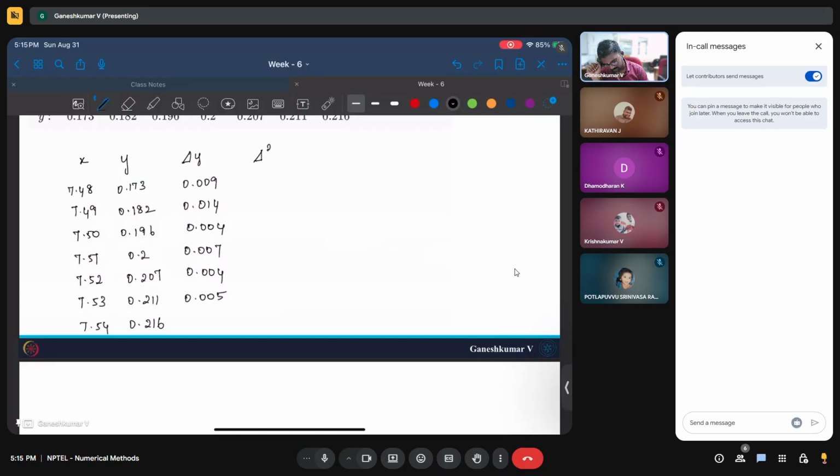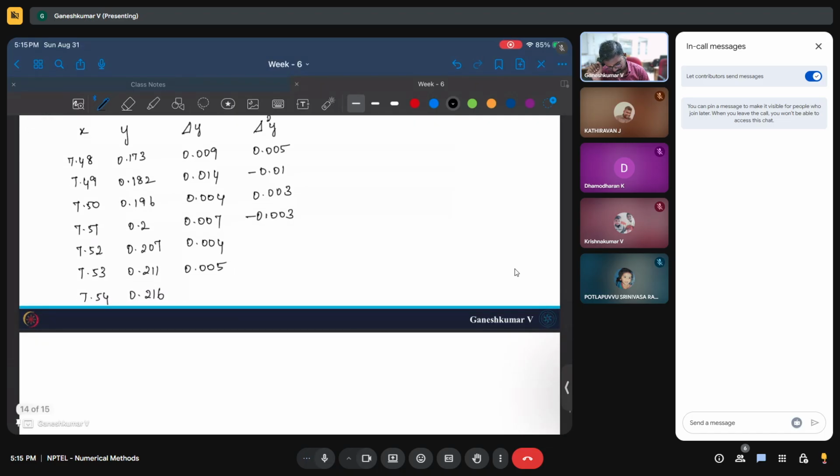Now del square y. What is this? 0.005 minus 0.01. Correct? Yeah. This is 0.003. This is minus 0.003. This is minus 0, no, no, 0.001.